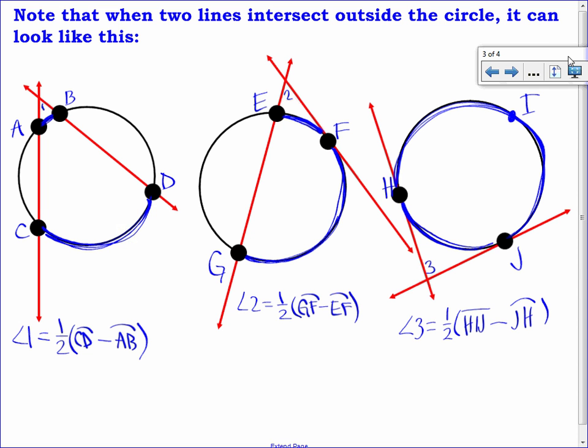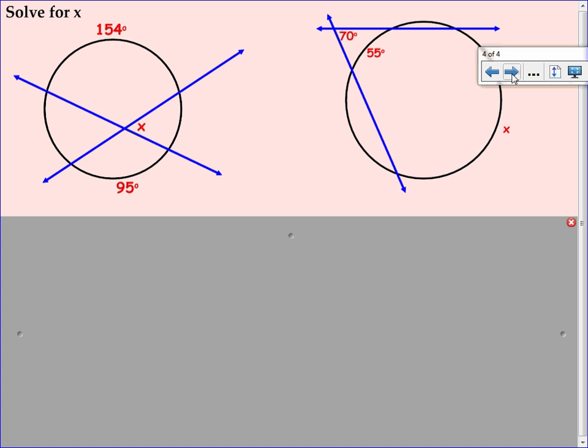Now we're just going to go through some examples on the last slide. See if we can set these up and solve them. These are the setup. We're going to put some algebra, some variables and numbers in there. All right, so let's look at these two first. So we have three options for formulas. It's either just going to be half the arc, or we're going to add the arcs or subtract the arcs. There's always a 1/2 involved.